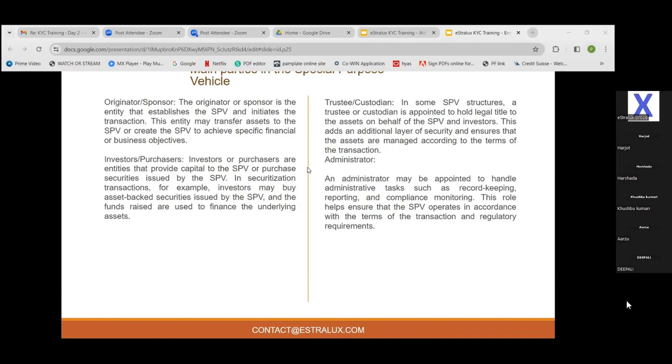So it will have all these administration people involved, a trustee who is appointed, and you must know the investors or purchasers who have invested money or capital in that company, and then the originator, which company originated it. Because a special purpose entity is formed, there has to be one major entity which has formed that. So there are four things you need to remember in terms of KYC: the sponsors, the purchasers, the trustee or custodians, and the administrator.